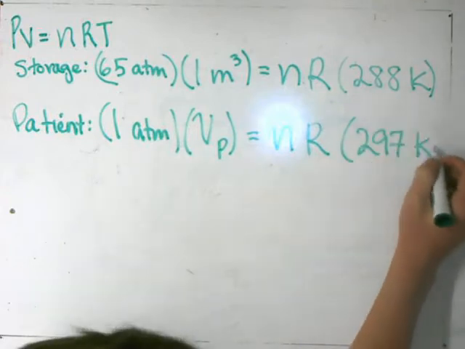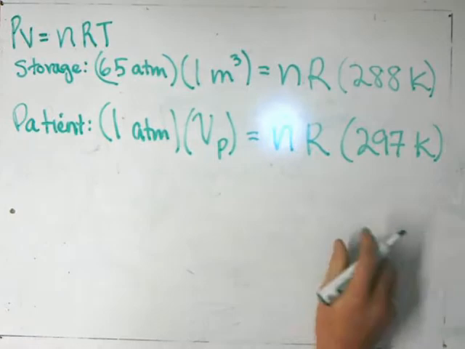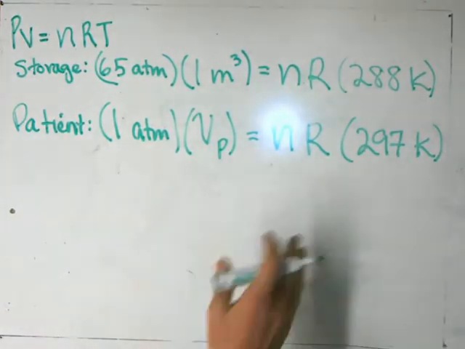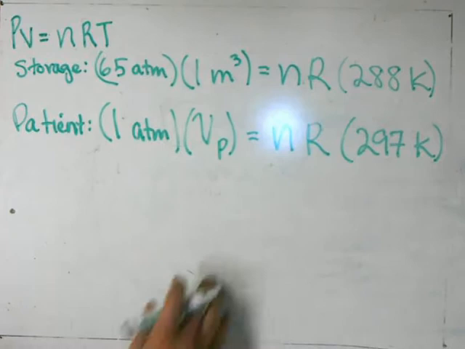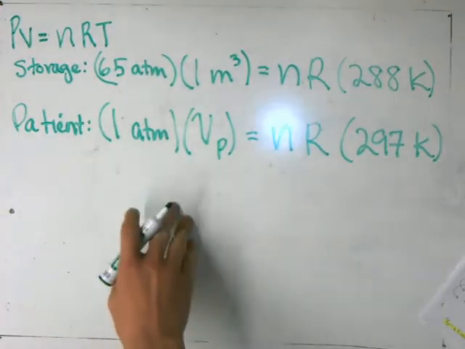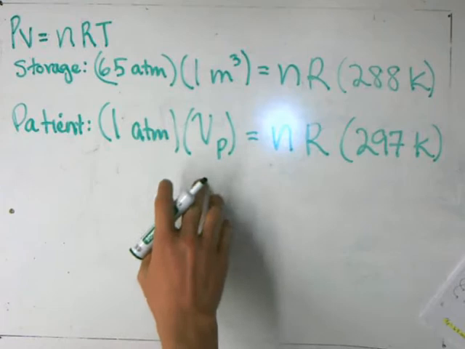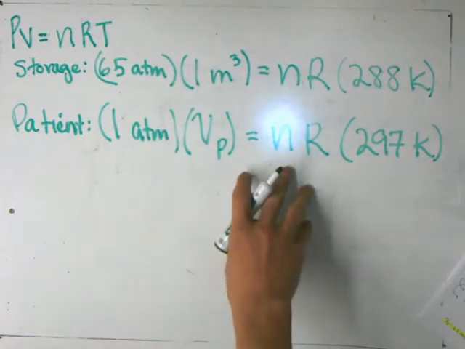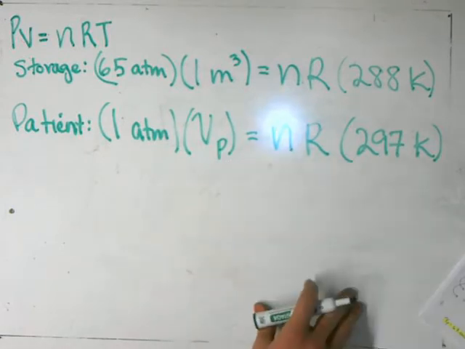Now, the volume is going to change when it's released into the patient's room, and that's why we have to solve for it. So, in the patient room equation, we have two variables. We have the volume in the patient's room. We don't know that, but we also don't know the number of moles of oxygen involved. So we have two variables in the equation. So how do we fix this situation? Because we can't solve for one while the other is still variable.